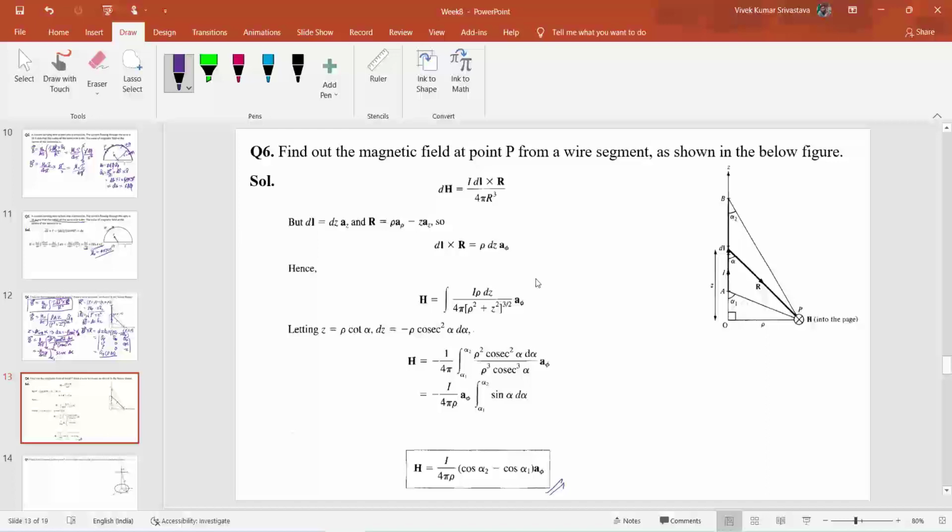Okay, so if you have to find the magnetic flux density, then you have to use this relationship to find out the magnetic flux density. That is how we can use this Biot-Savart law to determine the value of magnetic field from any structure, or say any current carrying element.